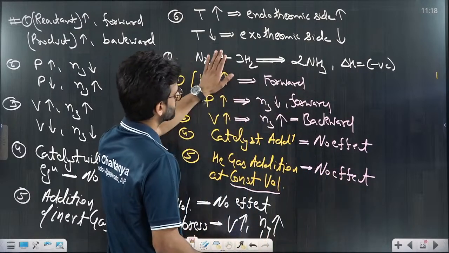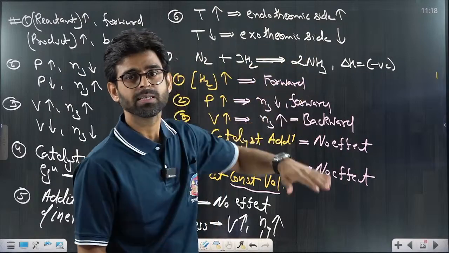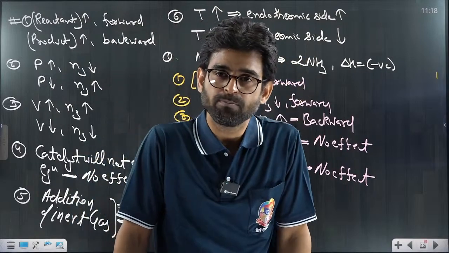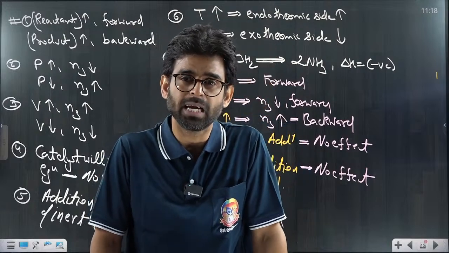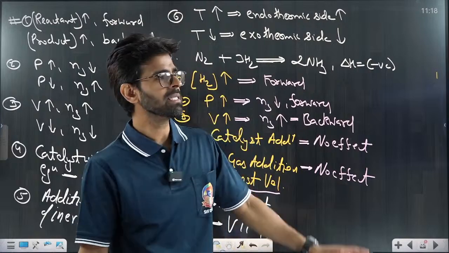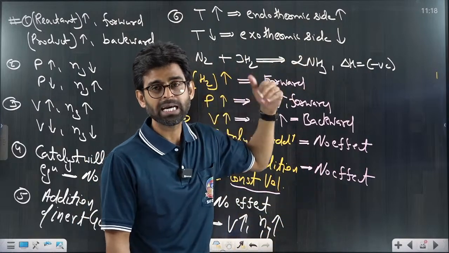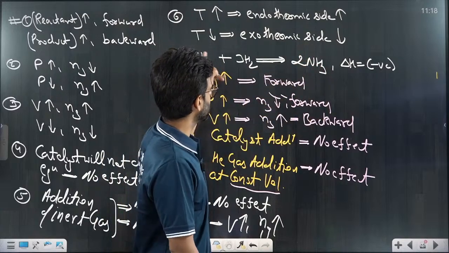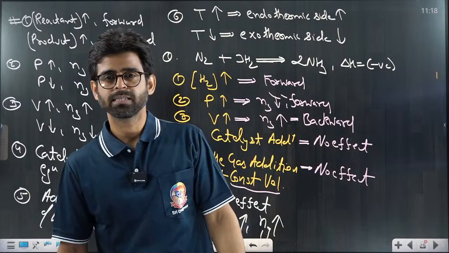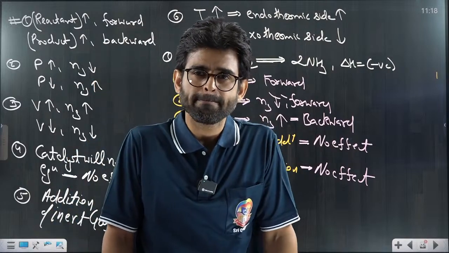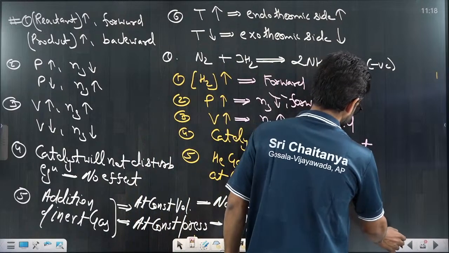If you increase temperature, reaction goes where? Backside, because backside is endothermic. High temperature pushes toward the endothermic side, whereas low temperature pushes toward the exothermic side. In this reaction, forward is exo, backward is endo. So high temperature favors which one? Backside. Low temperature favors which one? Forward side. This is about your Le Chatelier principle, right? More questions we will see in the question marathon class.